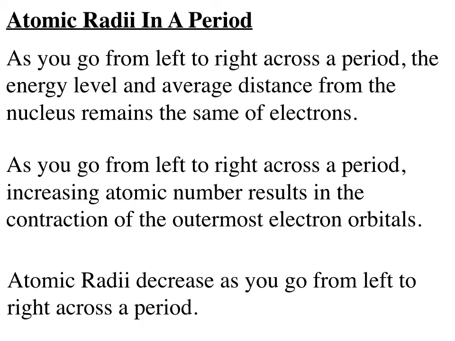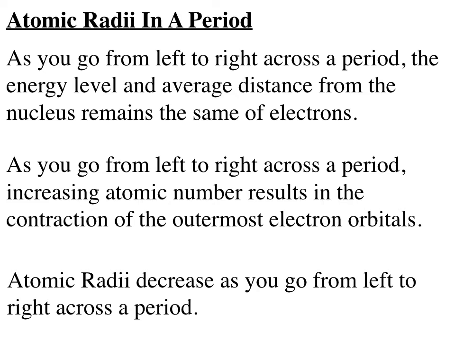Now let's take a look at what the trend is for atomic radii as you go across a period from left to right. Remember, a period is a row of the periodic table. Now, elements on the same row of the periodic table are on the same energy level. At least those of the S and the P blocks certainly are. All the electrons in the D block across the period are the same energy level.